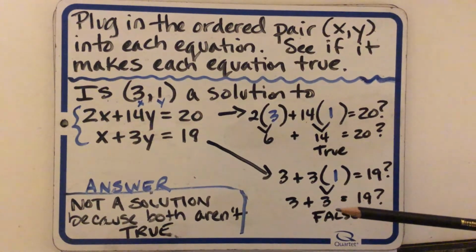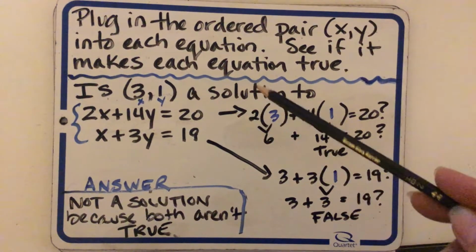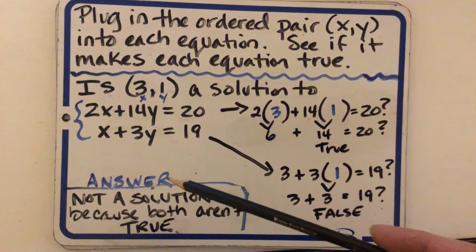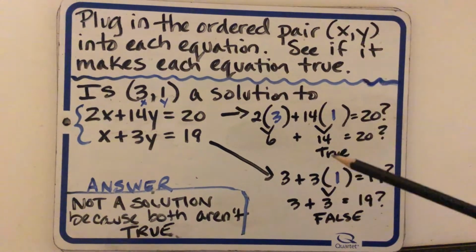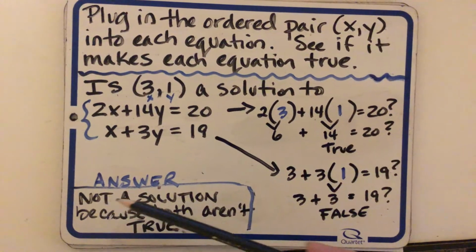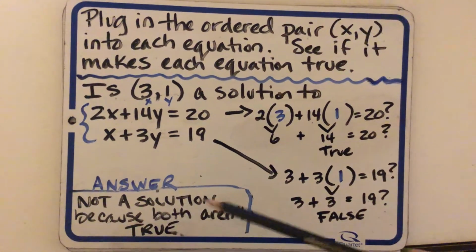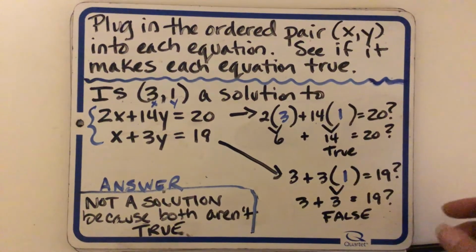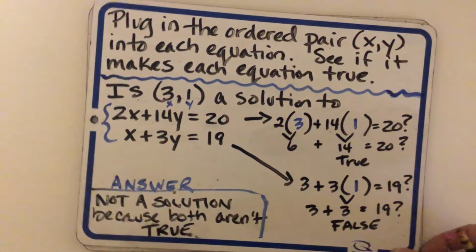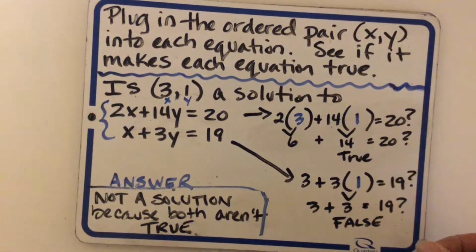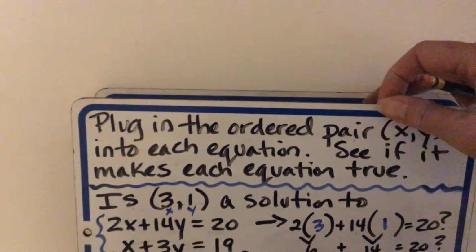So they asked me, is this ordered pair a solution to both? If it's not true for both equations, then you have to say it's not a solution because both aren't true. Okay, let's try another one. I know you guys are going to pick this up very easily. Hang tight.